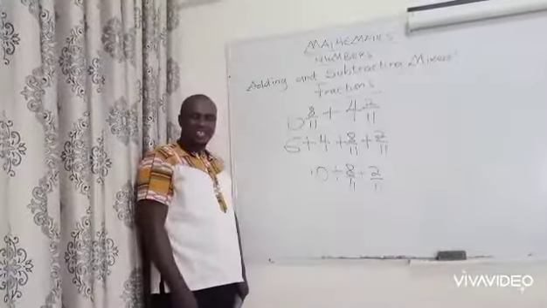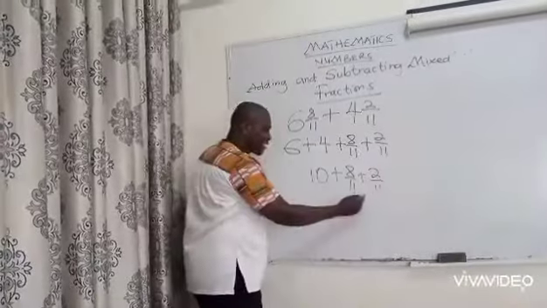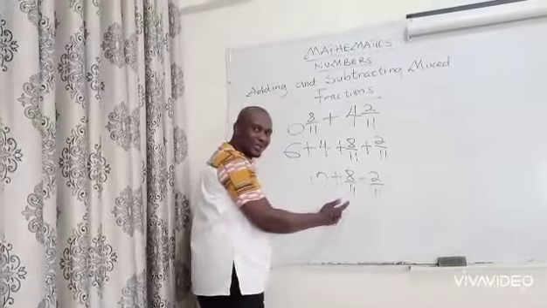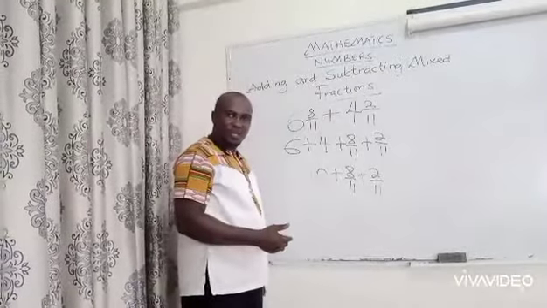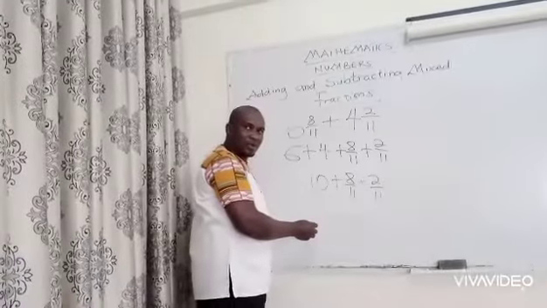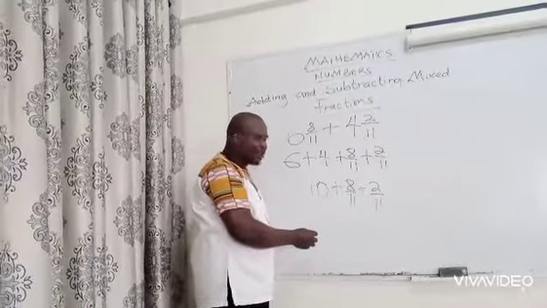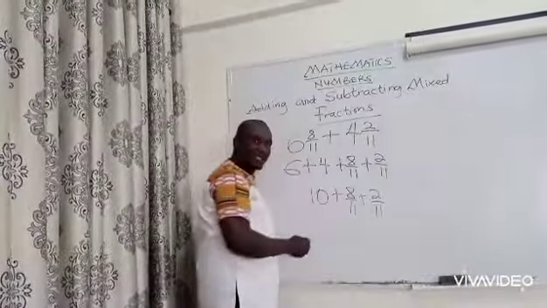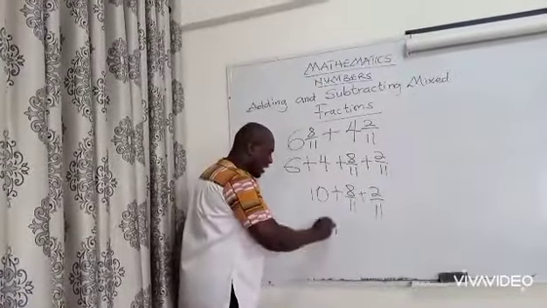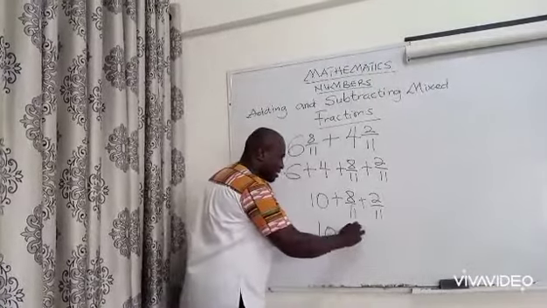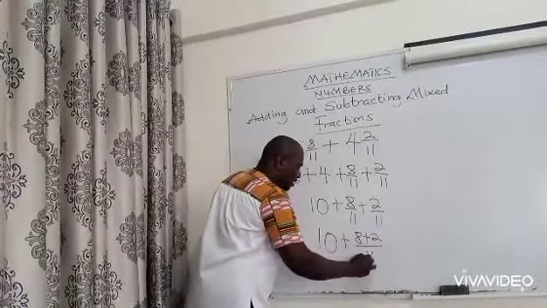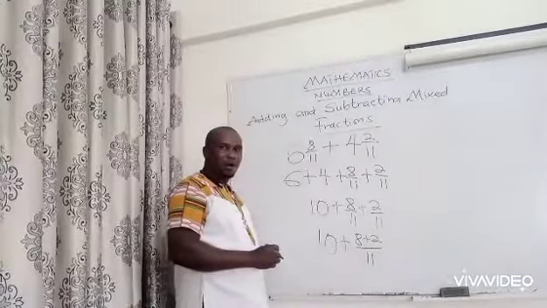What can we see here? The two fractions are like fractions. Do you remember in your previous lesson, we said that if you have the same denominator, you add the numerators and pick only one denominator. So we have 10 whole number plus 8 plus 2 all over 11.